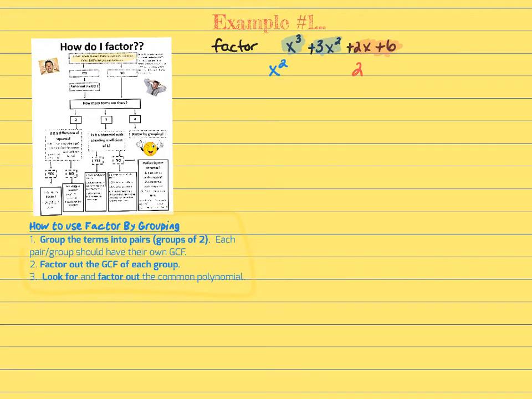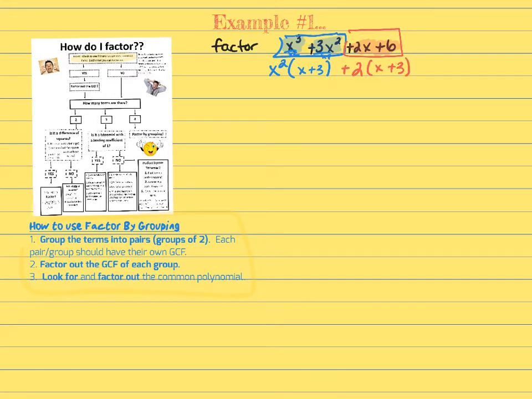We wanted to make sure that the terms are grouped into pairs of 2, such that each pair has its own GCF. So I'm going to work with the pairs individually. I'm going to factor out the GCF from each group. Again, we saw that this blue group here had a GCF of x squared. So if I factor out that GCF of x squared, I could rewrite it as x squared times x plus 3. Now I'm going to work on the other group, which was 2x and 6. They had the GCF of 2. So if I rewrite that, that was a positive 2, I'd be left with x plus 3.